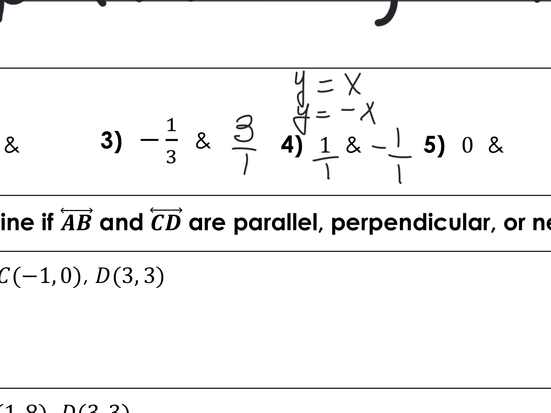Look up here at these two expressions. What's the slope of this line? Y equals x. 1. What's the slope of this line? Y equals negative x. Negative 1. Are these lines parallel, perpendicular, or neither? Perpendicular. They're perpendicular. Cool? So that's kind of an exception to the rule. It's not really an exception. It is an apparent exception.